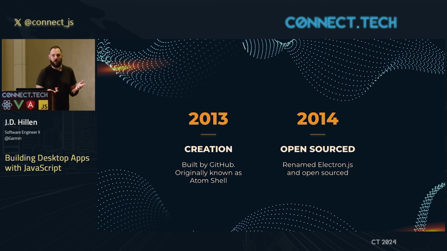Does anybody remember Atom Text Editor? Yeah. Atom Text Editor was actually one of the very first Electron projects right out the gate at GitHub. But recognizing the potential for the framework beyond Atom, GitHub open sourced it in 2014, renaming it Electron.js. And since then, Electron.js has gained significant popularity and adoption worldwide, especially in the local developer communities, leading to its continuous growth and evolution throughout the years.